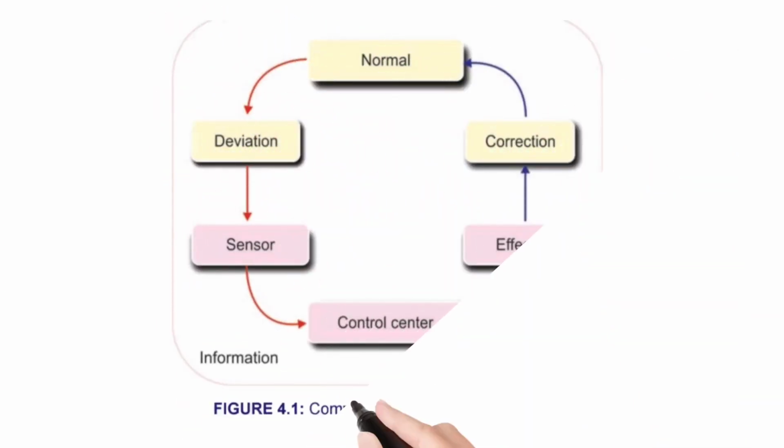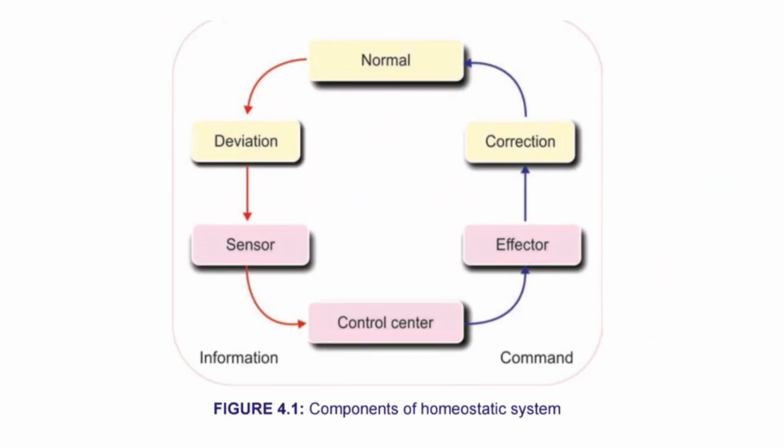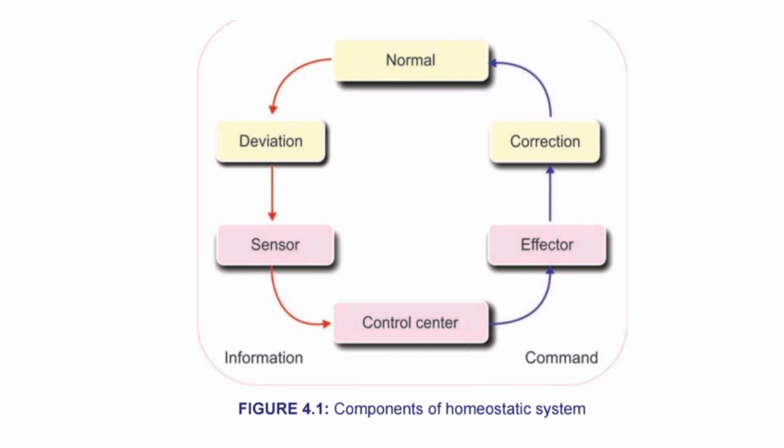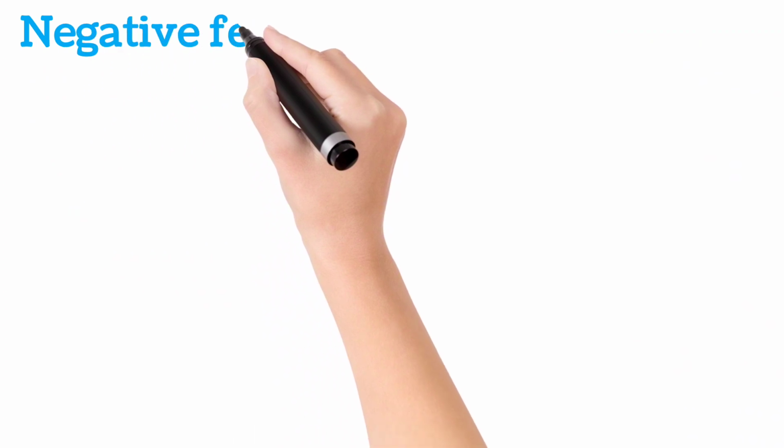Here we have a diagram showing this set point. When there is a deviation from the normal, the sensor is stimulated. Then this sensor sends out information to the control center. This control center, after processing this information, sends out a command to the effector organ, which leads to correction, and the deviated parameter regains normalcy.